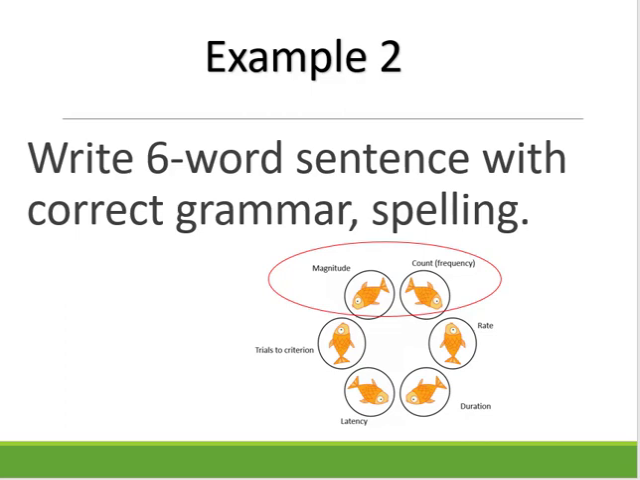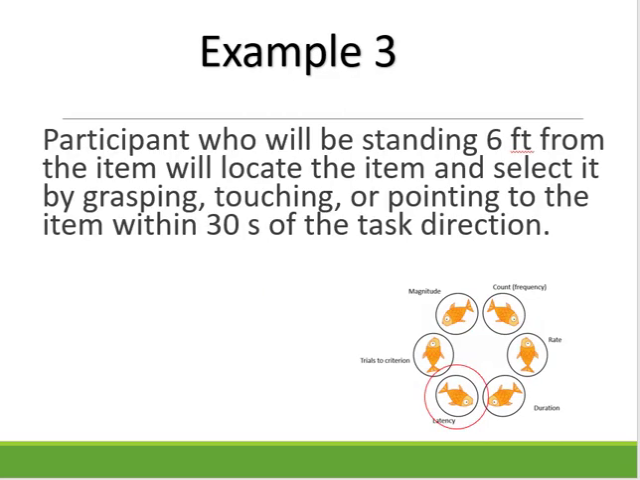On the slide is the image of 6 fish-filled circles with a ring around the circles labeled magnitude and count or frequency. Example 3 was participant who will be standing 6 feet from the item will locate the item and select it by grasping, touching, or pointing to the item within 30 seconds of the task direction. This was presented earlier as an observable, measurable behavior, and this can be measured on the dimension of latency. On the slide is the image of 6 fish-filled circles with a ring around the circle for latency.